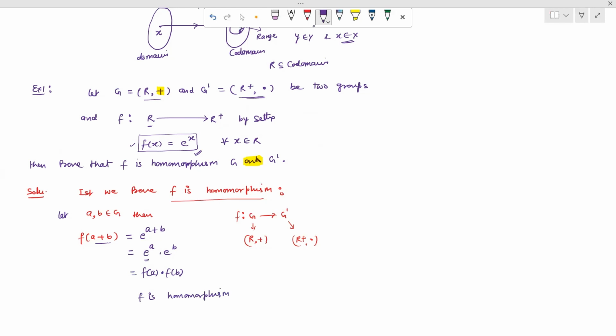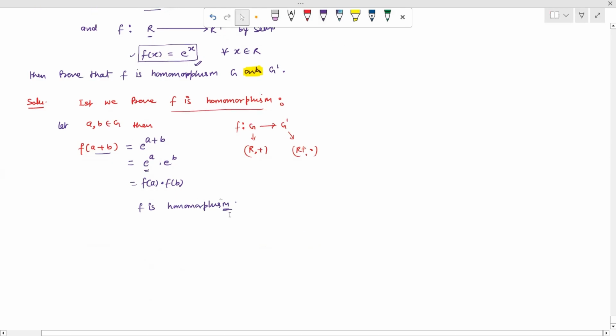After proving f is a homomorphism, we can say that f is a homomorphism from G into G dash. Now, the second thing we will prove is that f is onto, so that f is a homomorphism from G onto G dash.